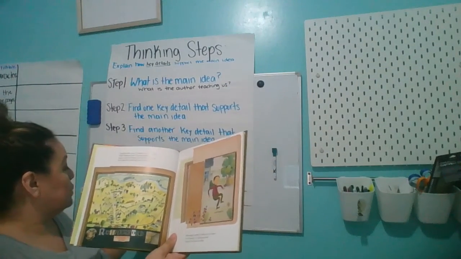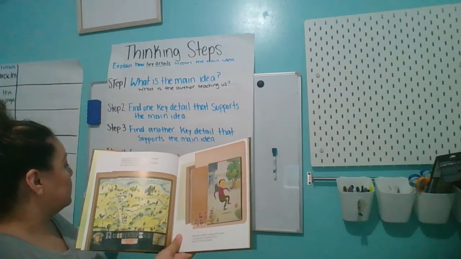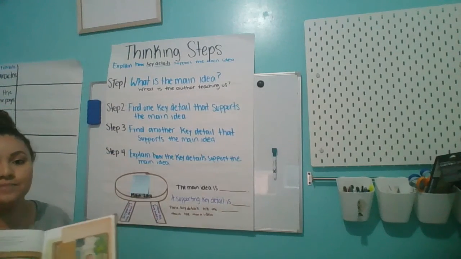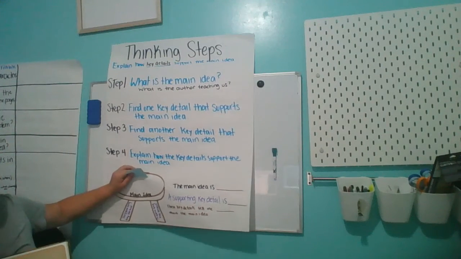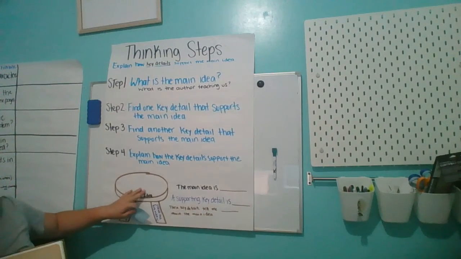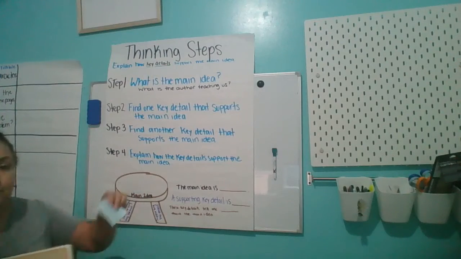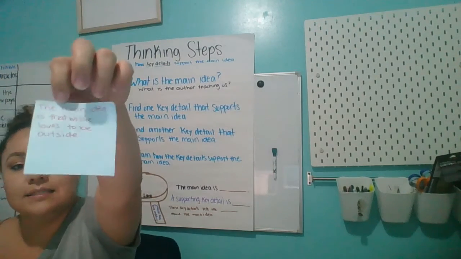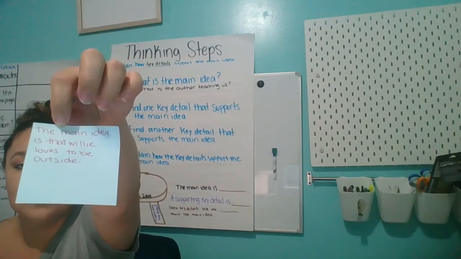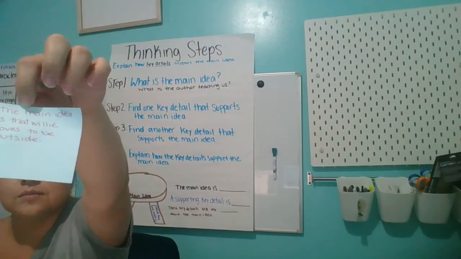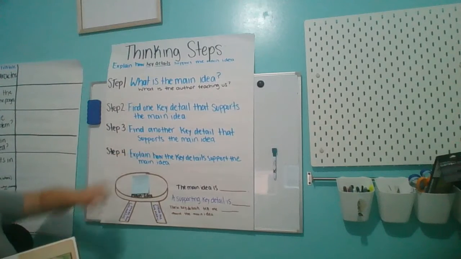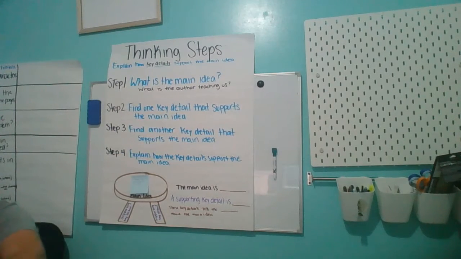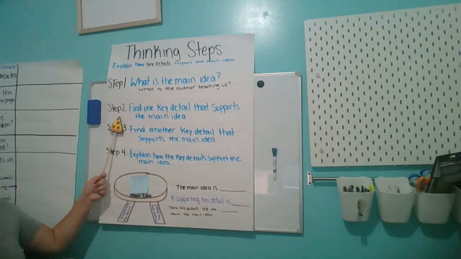So I'm going to use my chart that I have over here, and it's a little stool. I'm going to place my main idea at the seat of my stool. So the main idea of pages 3 and 4 is that Willie loves to be outside. I'm just going to place my main idea here, and I'm going to move on to step number 2.